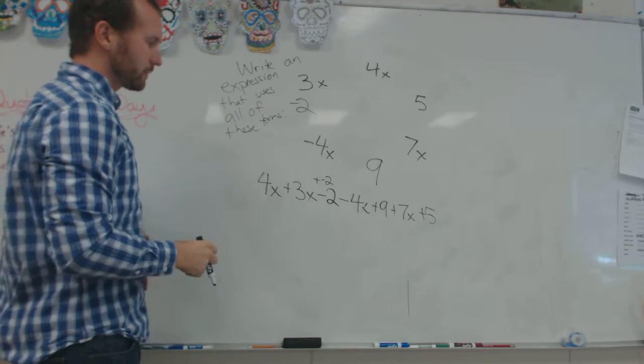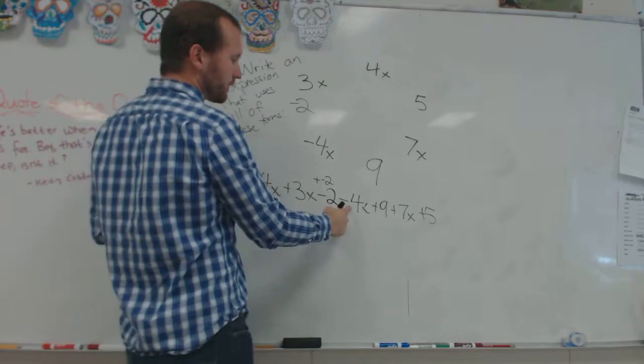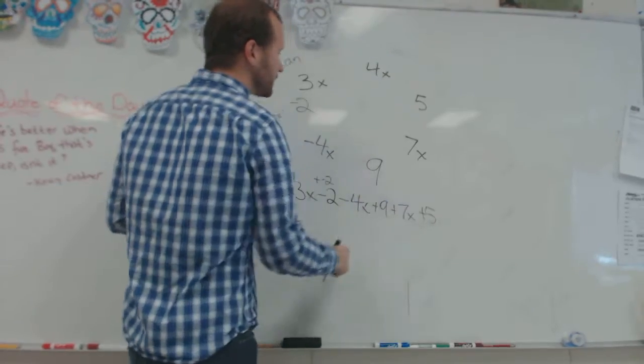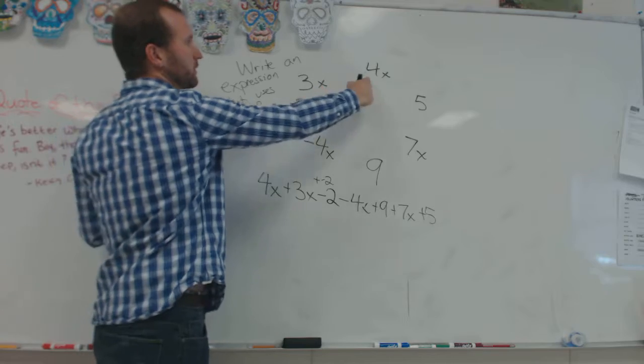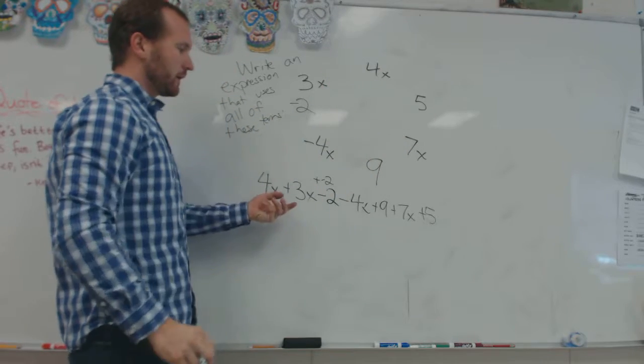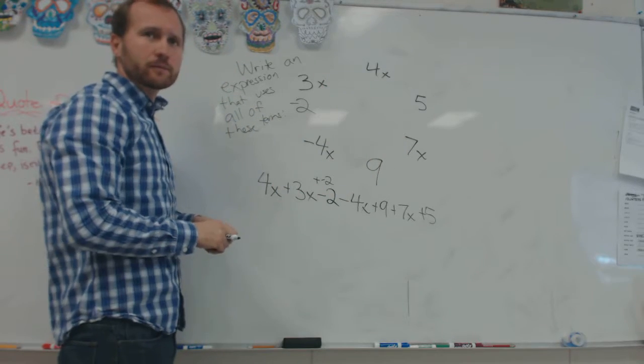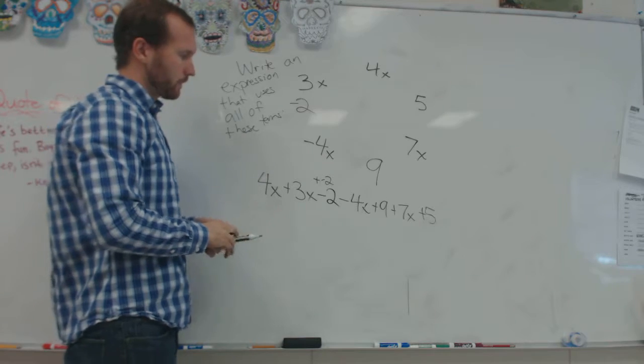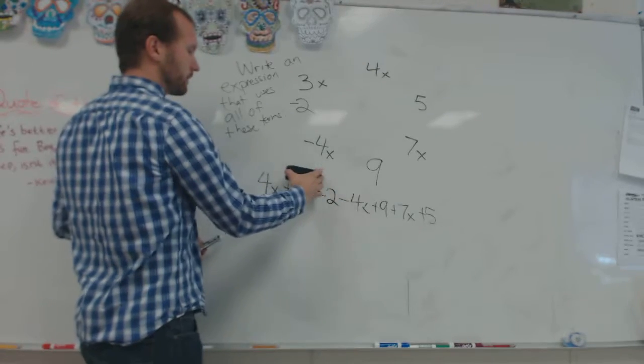Good job. So look, we have 1, 2, 3, 4, 5, 6, 7 terms. And we had 1, 2, 3, 4, 5, 6, 7 terms up here. How many of those terms are negative? 1, 2. 2 of them are negative.